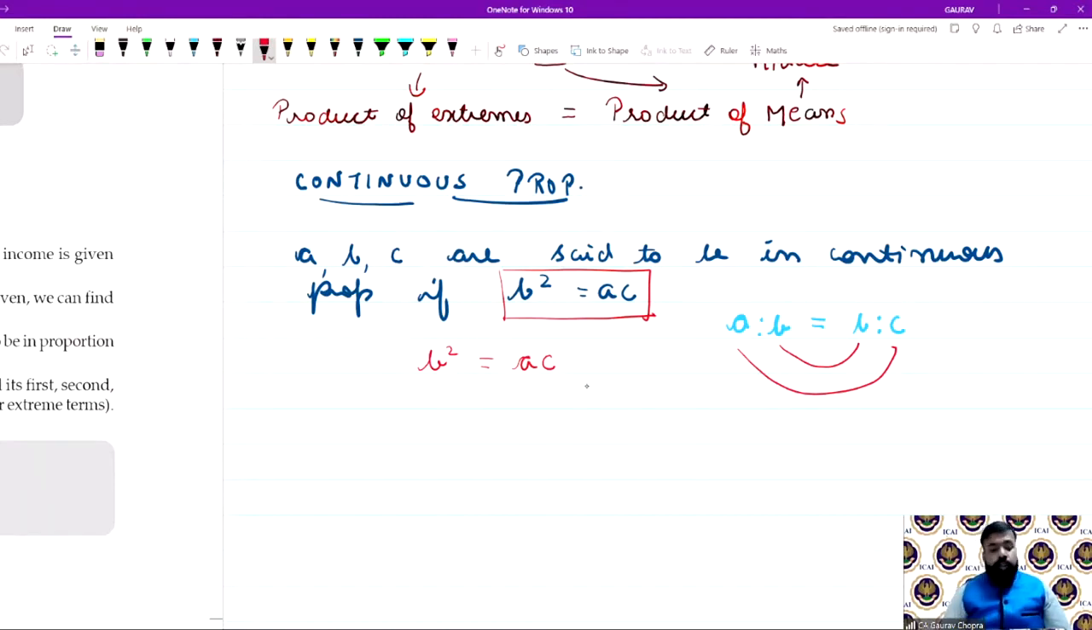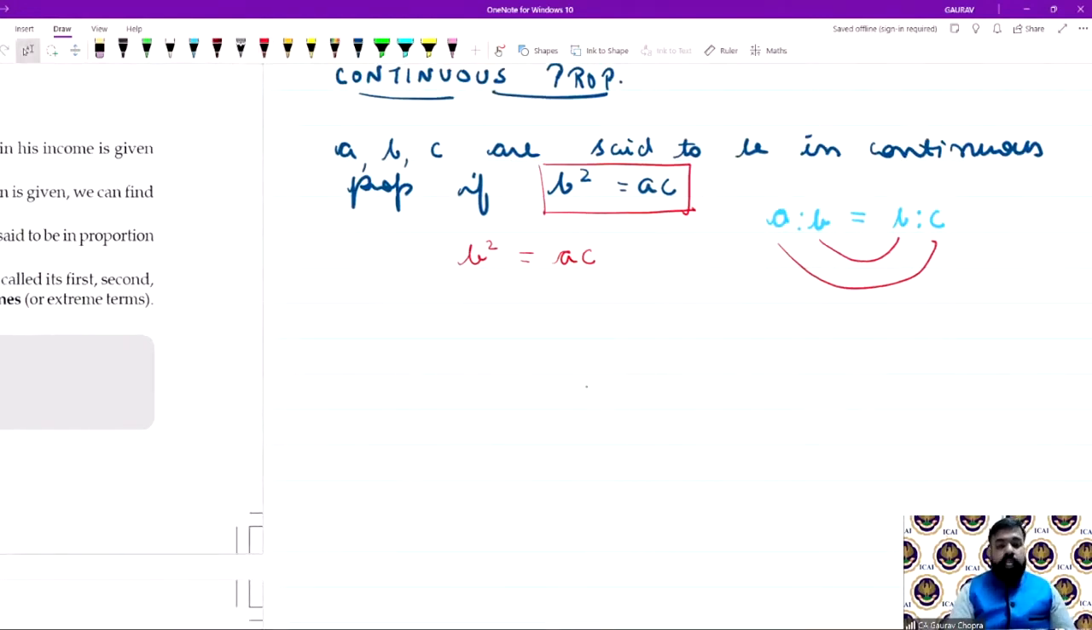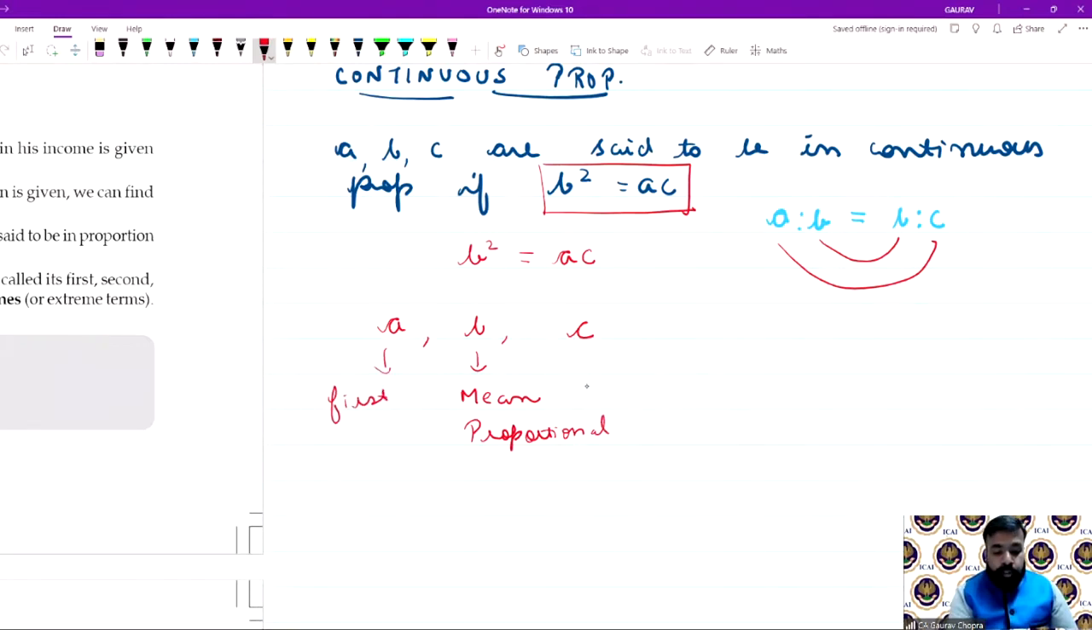All right. So this is the simple basic concept. Now, if there are only three terms, then A and C become the first term and third term, and B is the middle term, or we can say mean. Also we can say that B is known as the mean proportional. A is known as first proportional and C is known as third proportional. So if there are three terms in proportion, A is the first proportional, C is the third proportional, and B is the mean proportional or the middle proportional. All right. So in case of three, we can do it in this simple manner, B square is equal to AC.